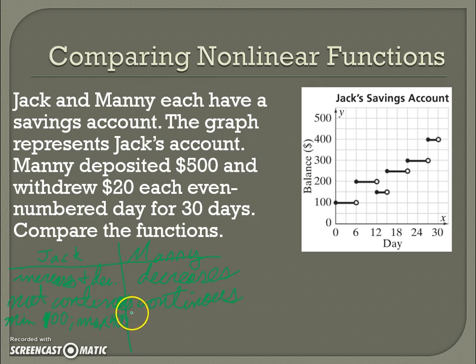For Manny, his max was 500. So that's what he starts with. And then his minimum is going to be, he's taking out $20 for 30 days. So that's 15 times because it's even number days. So 15 times 20 is 300. So 500 minus 300 is a minimum of $200.